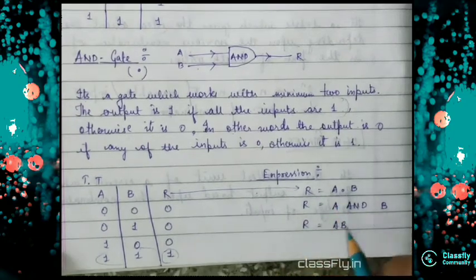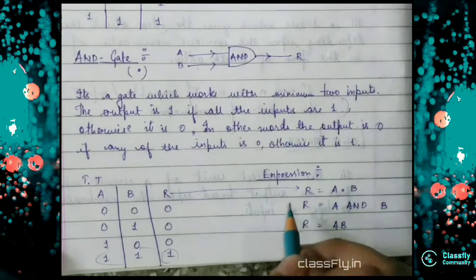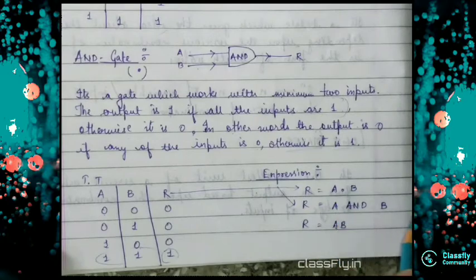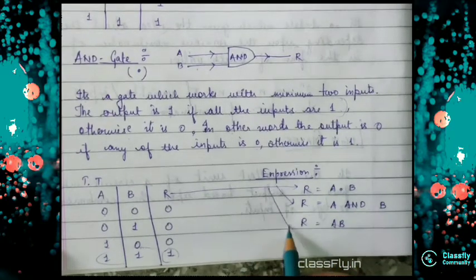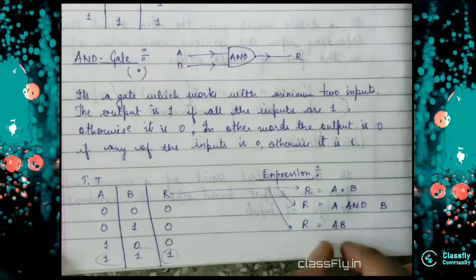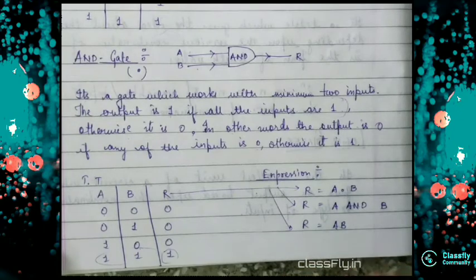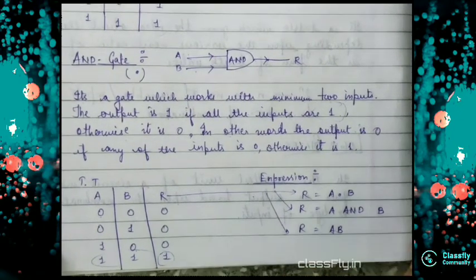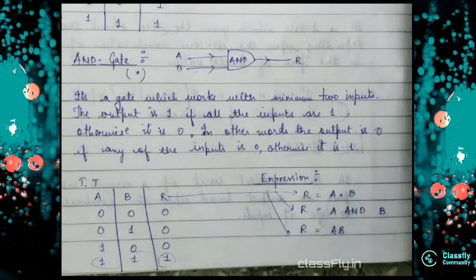Now see, as I have denoted the output as R, I will write the expression as R is equal to A dot B. Or I can write this as R is equal to A AND B. Or I can write it as R is equal to AB. If there is no dot, if there is nothing, that means it is the dot or the AND gate. Okay. Now we will move on to a third gate, that is a NOT gate.